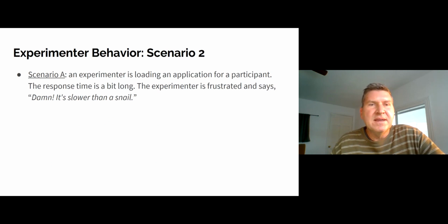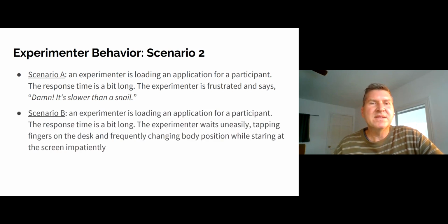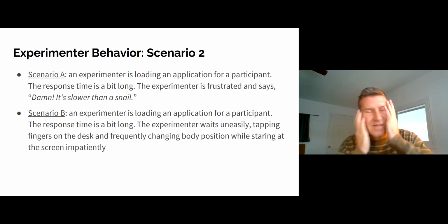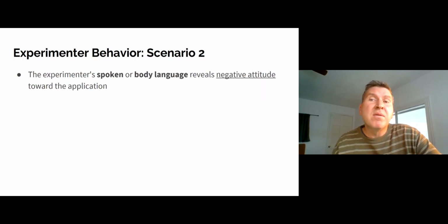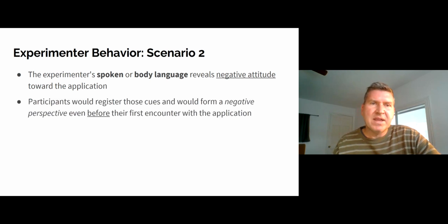Here's another scenario. An experimenter is loading an app for a participant. The response time is a bit long. The experimenter is frustrated, says, damn, it's slower than a snail. Here's another one. An experimenter is loading an application for a participant. The response time is a bit long. The experimenter waits uneasily, tapping the fingers on the desk and looking very frustrated while staring at the screen very impatiently. Experimenter's spoken or body language reveals a negative attitude towards the application.